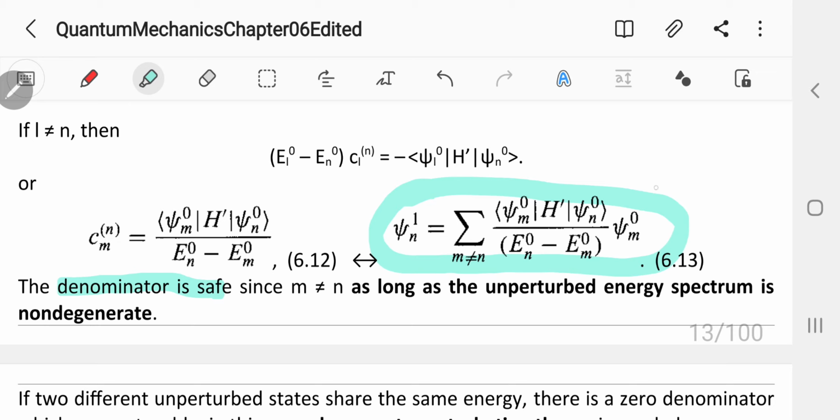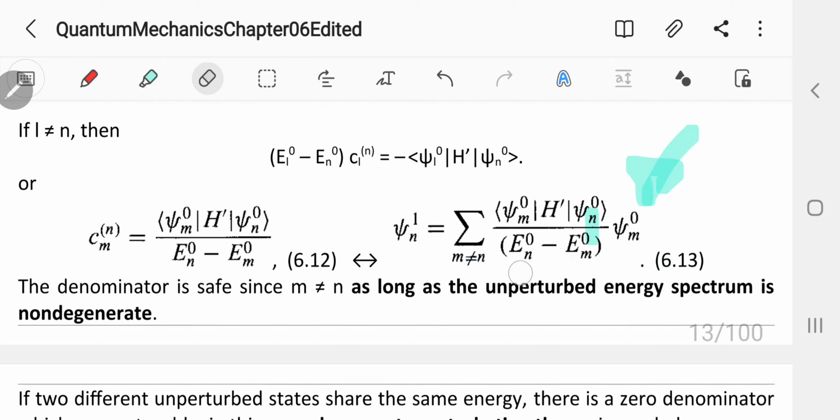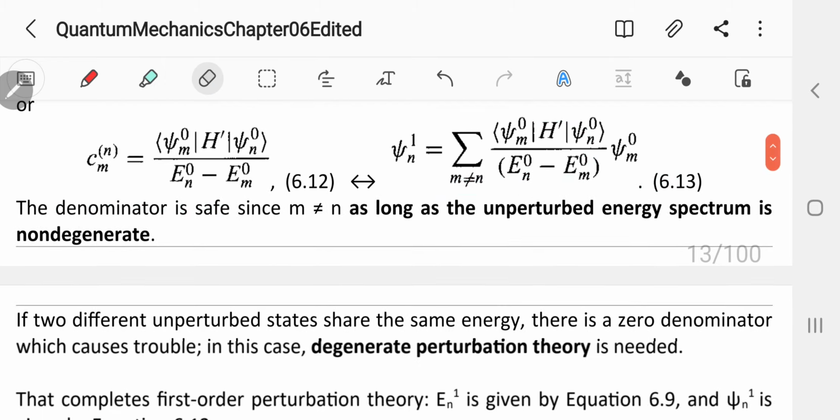So this is actually your wave function correction. So you can start with n equals 1, then you can just put 1 here, 1 also here, and then you can start with m equals 1, 2, 3, and so on. So that is the correction to the wave function.